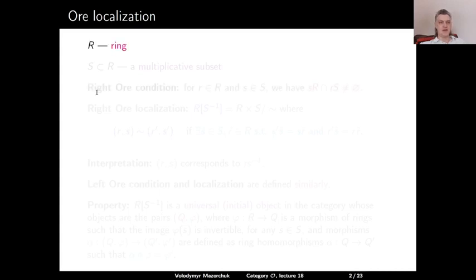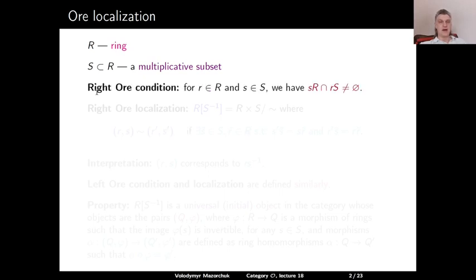Let R be a ring and S a multiplicative subset of R. We recall that the pair R and S satisfies the right Ore condition, provided that for any element little r in R and any element little s in S, the intersection of the sets little s times big R and little r times big S is non-empty.